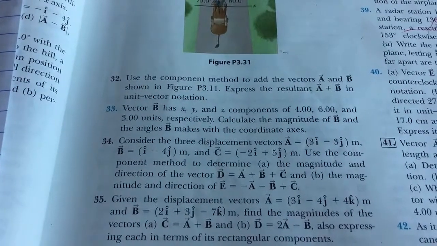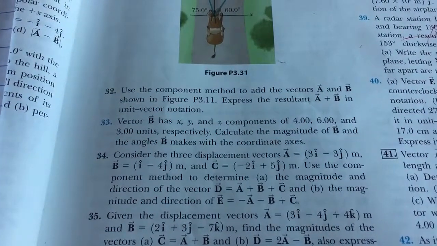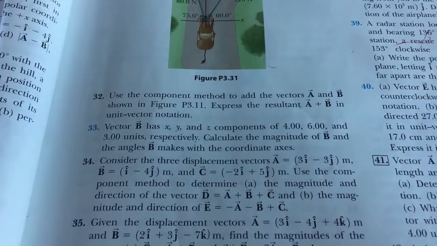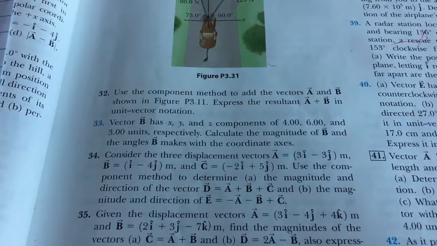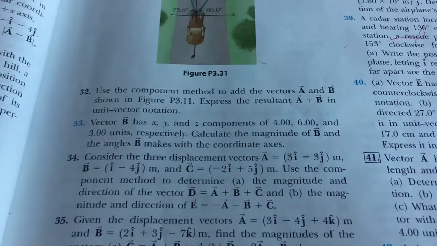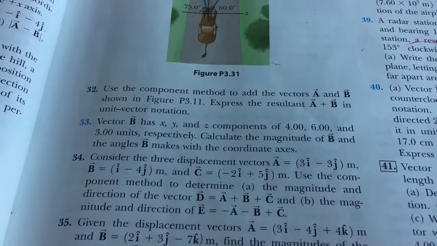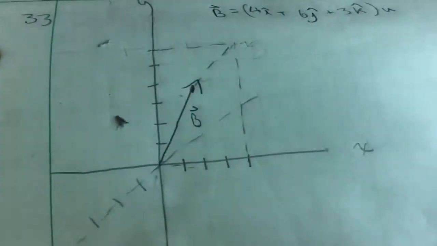This is problem number 33 of the chapter 3 homework set. The problem reads, vector B has x, y, and z components of 4.00, 6.00, and 3.00 units respectively. Calculate the magnitude of B and the angles B makes with the coordinate axes. Here's a small sketch of the information given.